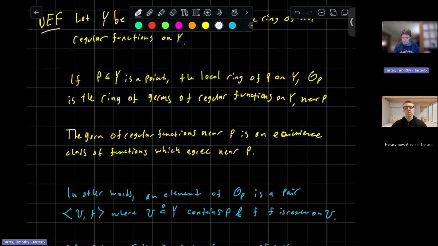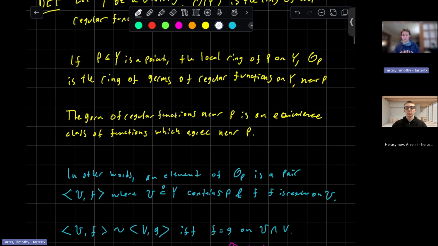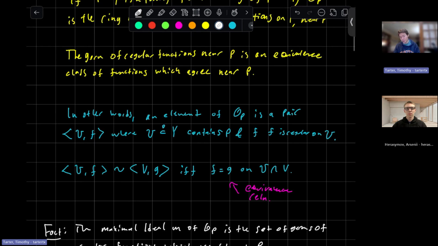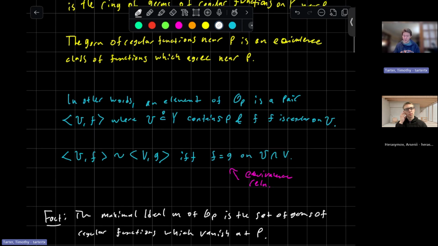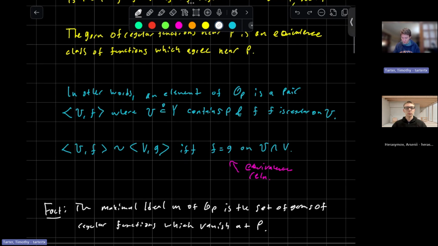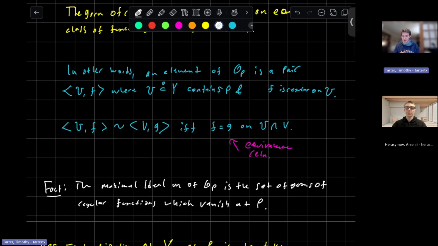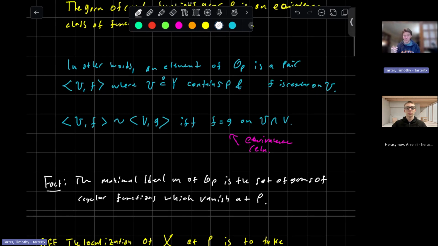Well, what are the germs of regular functions? Well, they're an equivalence class of functions which agree on P, or near P. And so basically an element of O_P is a pair (U, f), where U is open in Y, contains P, and f is regular on U. And so basically our equivalence relation is that if you have two pairs, (U, f) and (V, g), they're equivalent if and only if f is equal to g on the intersection of their open subsets.